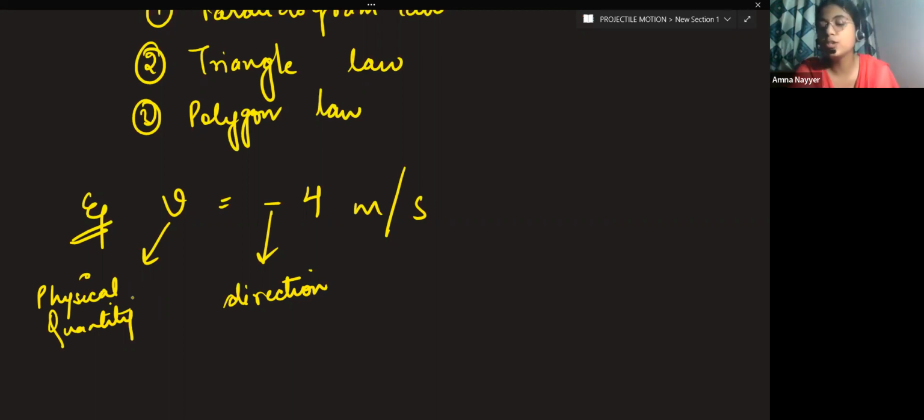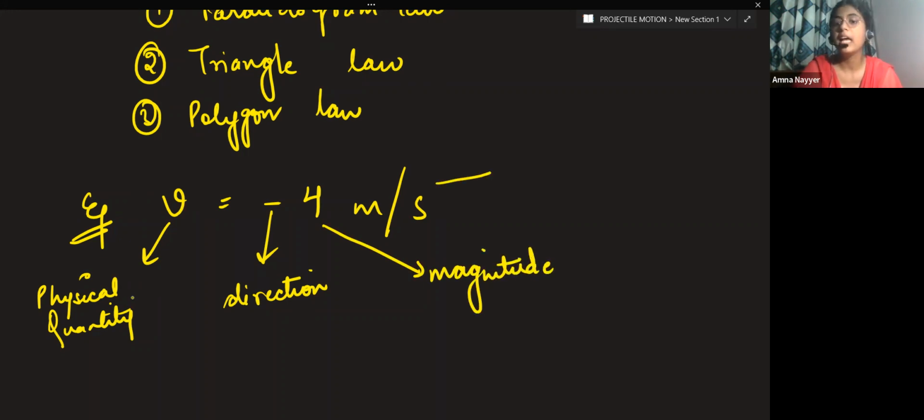So the negative sign shows the direction. Now this 4 that is left, without minus sign, without plus sign, just this 4, this is known as magnitude. All of you know this. Anyone who has confusion, that's what I'm saying. And meter per second is the unit of it. So velocity is equal to minus 4 meter per second. This is one complete equation.